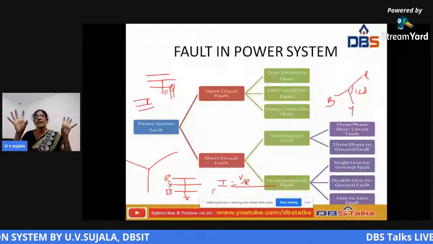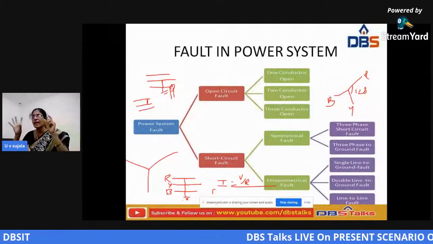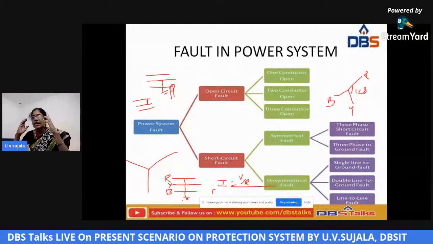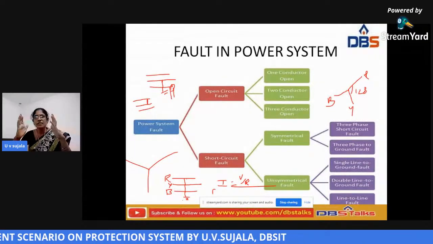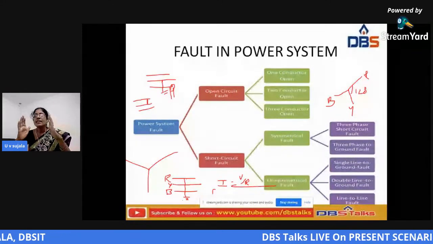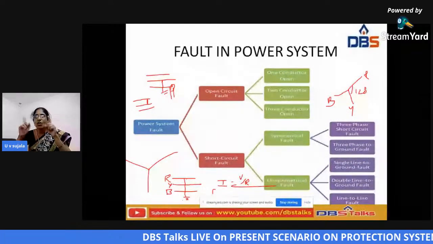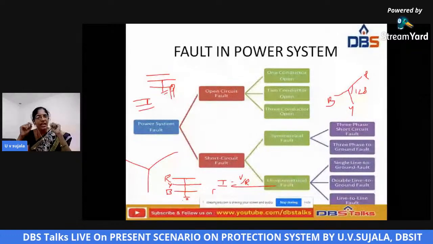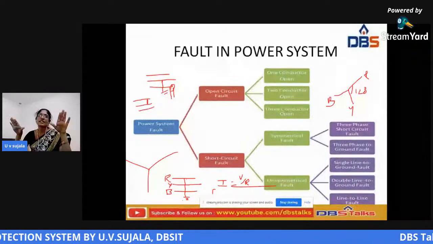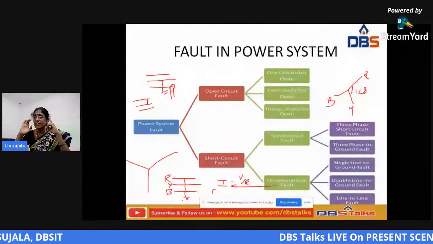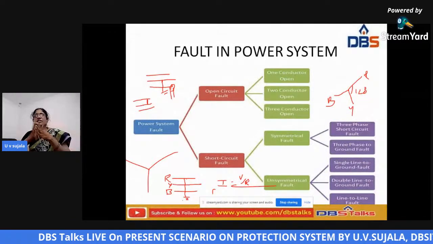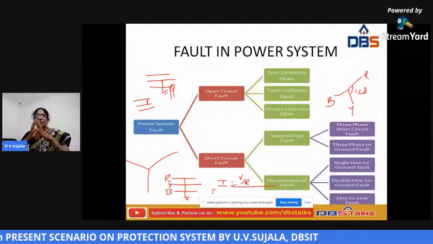So here the basics we have to explain are the symmetrical fault and the unsymmetrical fault. Symmetrical faults are balanced faults, but the current will be increased, so we take it as a symmetrical fault. But unsymmetrical means it is not a balanced condition. The faults that occur are line to ground faults, which are the major ones, and line to line faults.